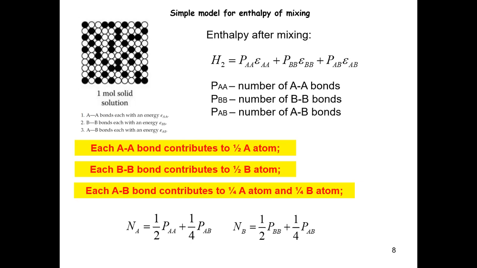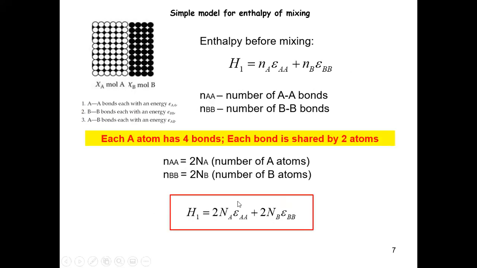Why go to all the trouble to find out the relation between the number of bonds and the number of atoms? Because before and after mixing, the number of bonds is definitely changing, but the number of atoms remains the same, right? This Na and Nb are exactly the same as this Na and Nb. Does this make sense to everyone?